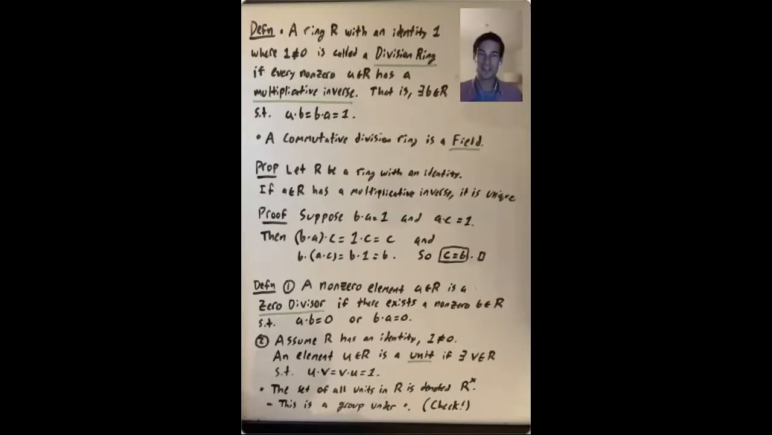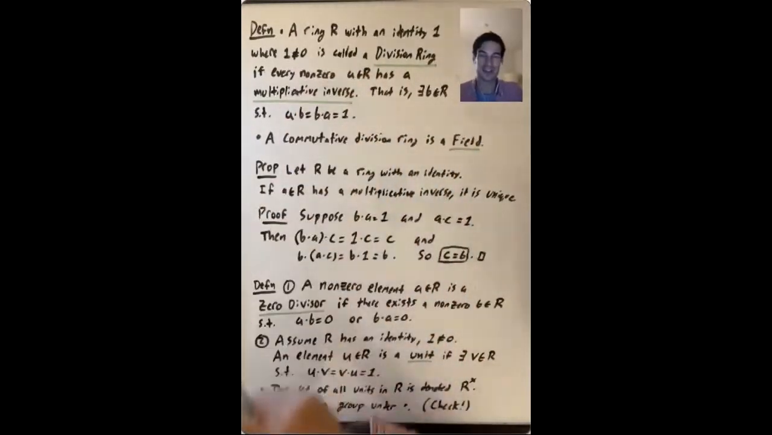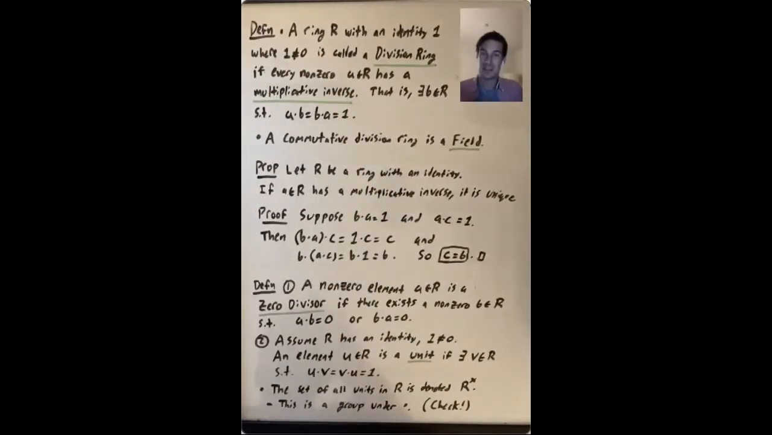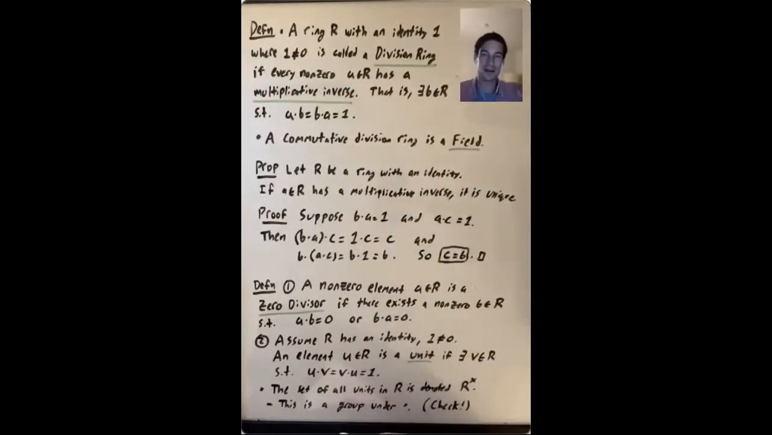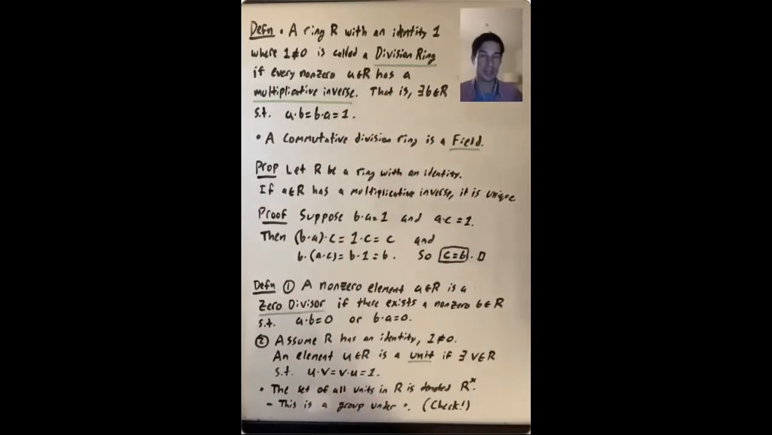The first thing I want to do in this video is introduce a little more terminology related to rings. So a ring with an identity 1, where 1 is not equal to 0. I said in the first video that we're often going to exclude the 0 ring by saying we're going to assume 1 is not equal to 0. Here's an example. A ring with an identity 1 where 1 is not equal to 0 is called a division ring if every non-zero A in the ring has a multiplicative inverse.